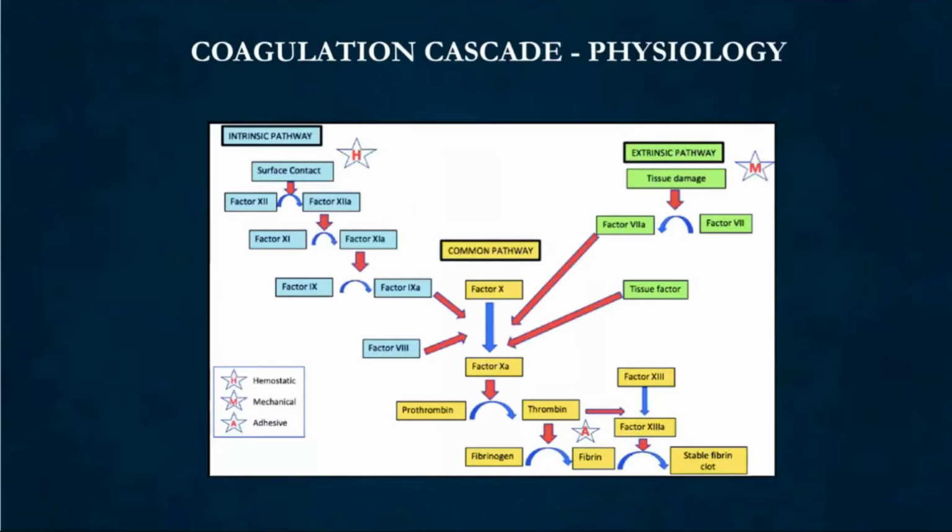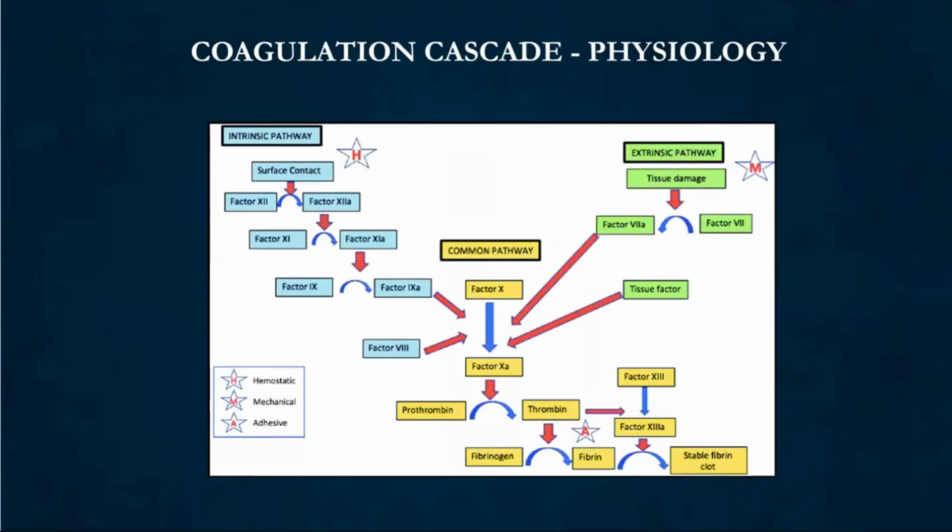So before going into the topic, I'll briefly summarize the coagulation cascade physiology. The coagulation cascade has three pathways: the intrinsic pathway, the extrinsic pathway, and the common pathway. The intrinsic pathway starts with surface contact, which activates factor 12 to 12A, which in turn activates factor 11 to factor 11A, which acts upon factor 9 to activate it into factor 9A.